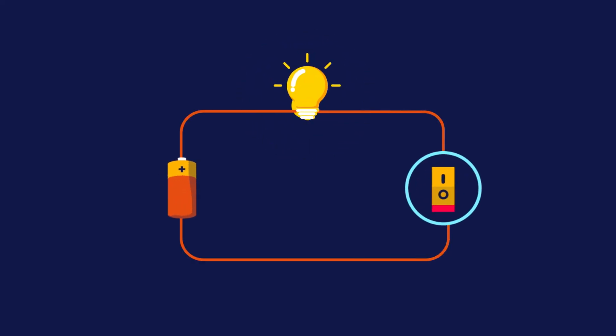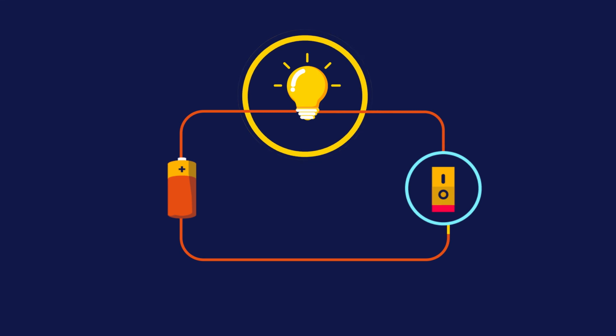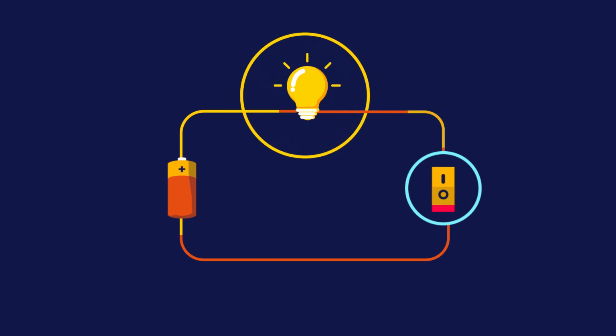To go over, a conductor or wire is necessary in the circuit because it allows current to flow from the power source to the load. The wire is usually made up of copper and coated with plastic to protect us from electric shocks.